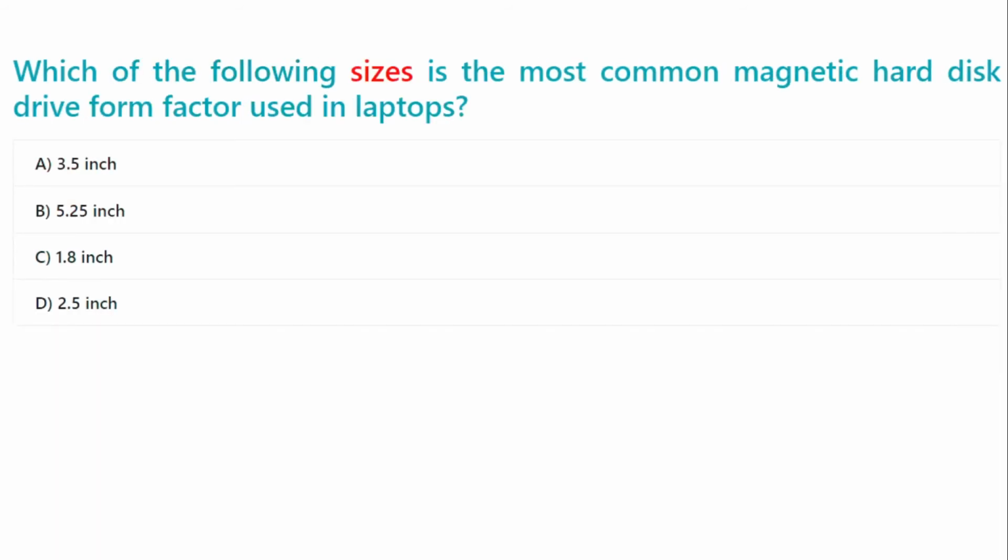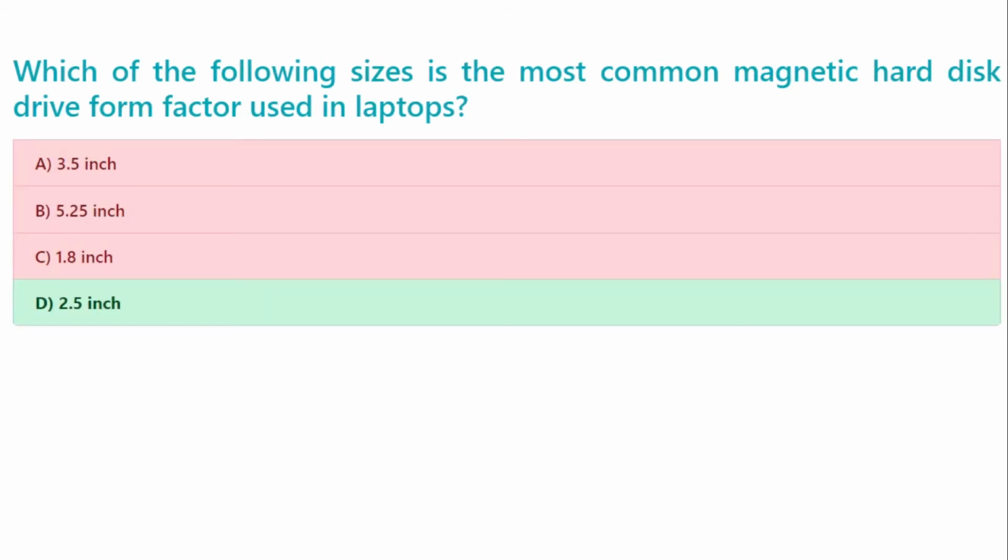Which of the following sizes is the most common magnetic hard disk drive form factor used in laptops? A. 3.5 inch. B. 5.25 inch. C. 1.8 inch. D. 2.5 inch. The correct answer is D. 2.5 inch.